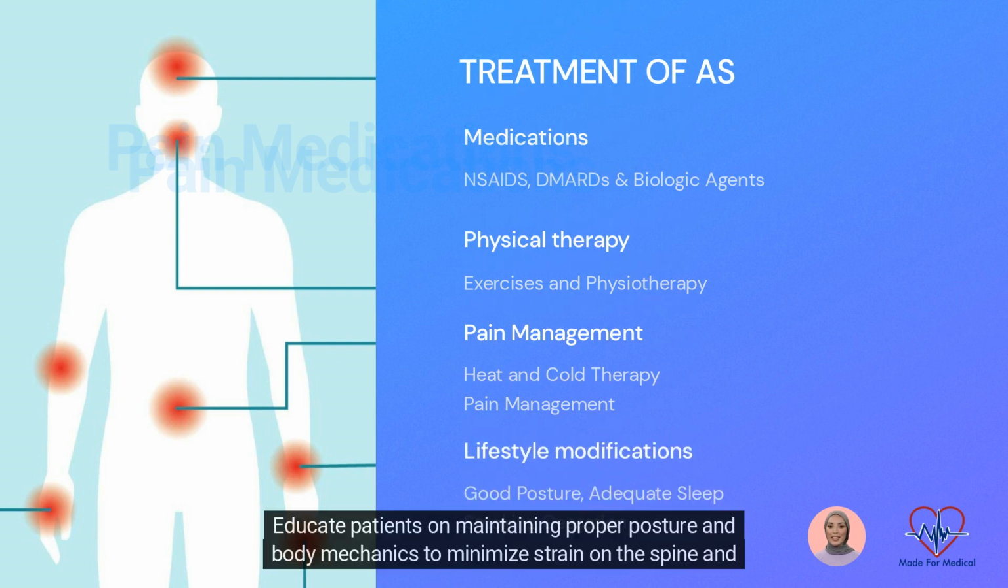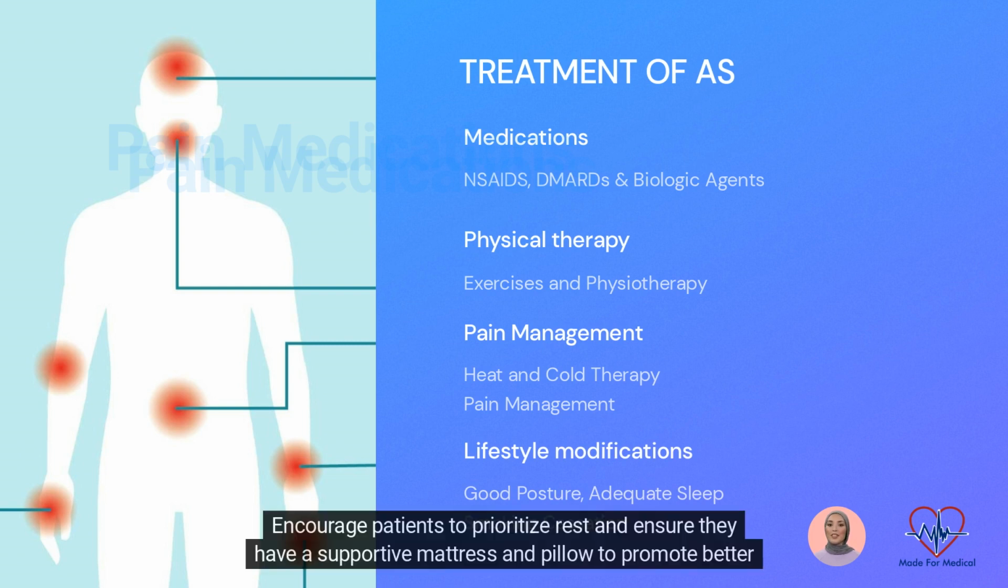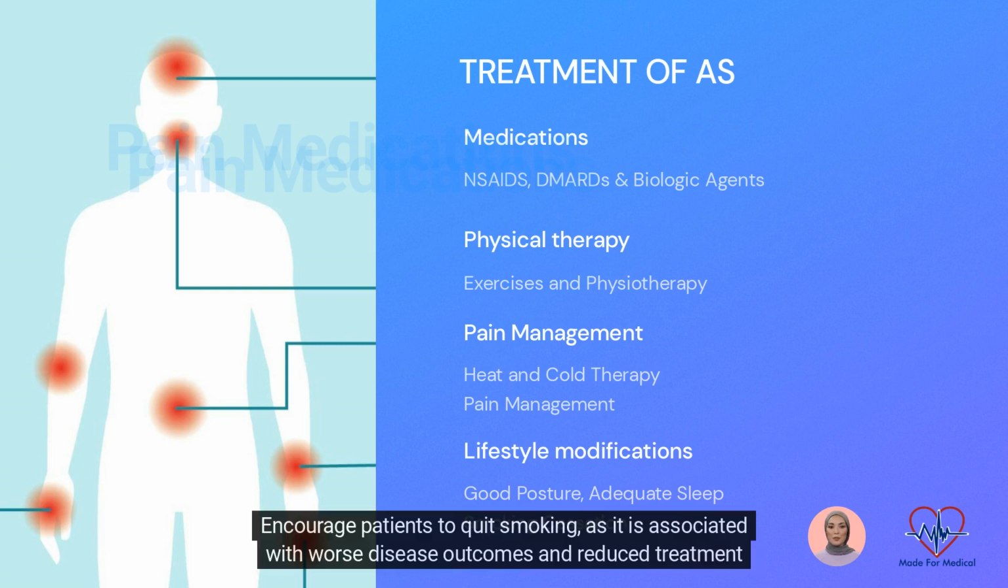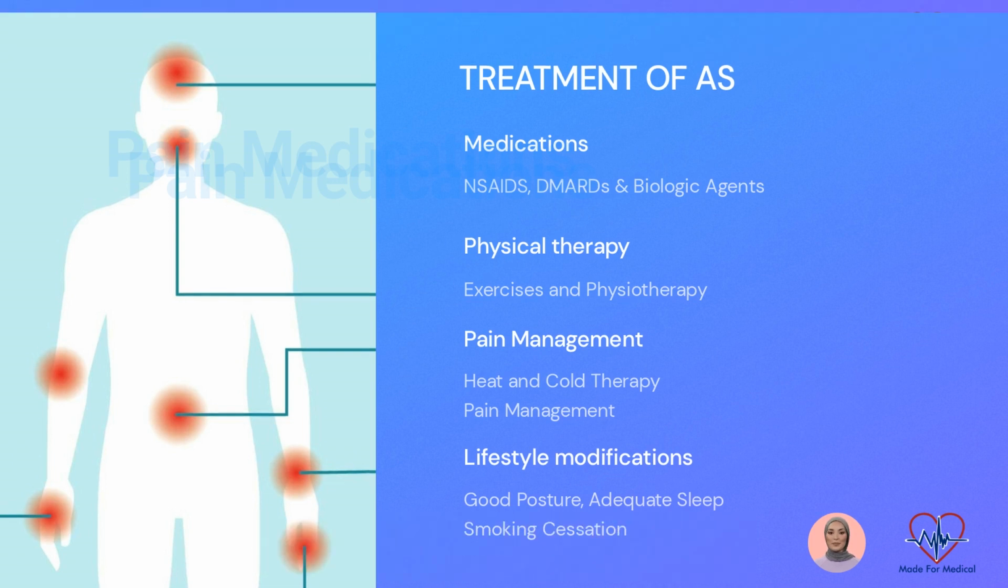Educate patients on maintaining proper posture and body mechanics to minimize strain on the spine and joints. Encourage patients to prioritize rest and ensure they have a supportive mattress and pillow to promote better sleep. Encourage patients to quit smoking, as it is associated with worse disease outcomes and reduced treatment response.